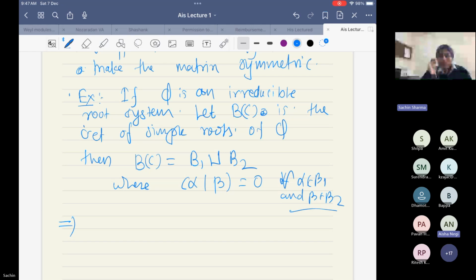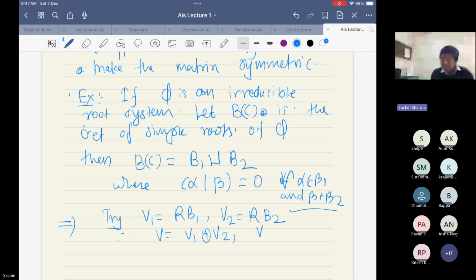Correct. So in case, try to prove that. Let V1 be the R-span of B1 and V2 be the R-span of B2. Then you will have V as V1 direct sum V2, where Vi for i equal to 1, 2 are non-zero W representations, and that will contradict the result actually. So try to see that this is trivial. I have given you almost the solution. Okay, so this happens.